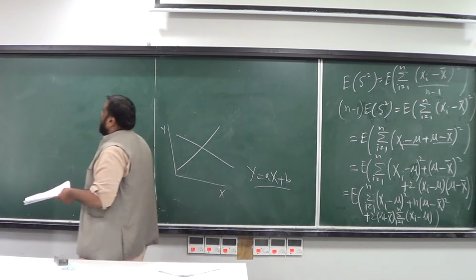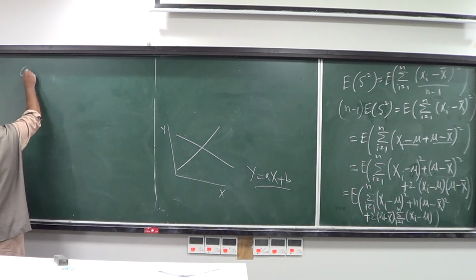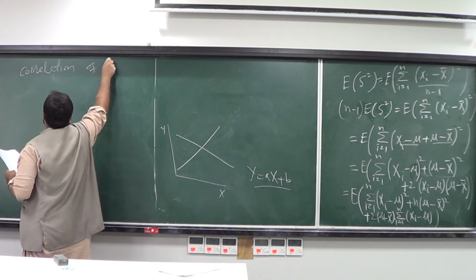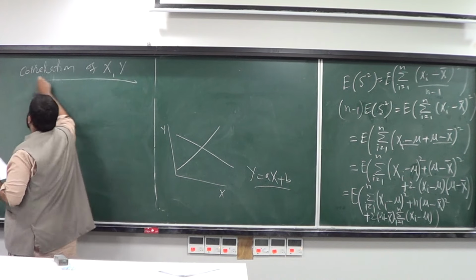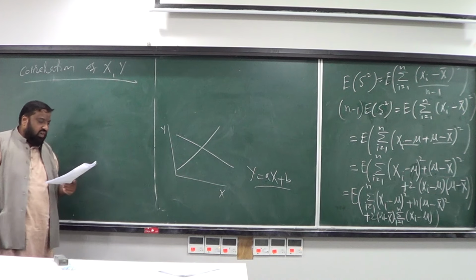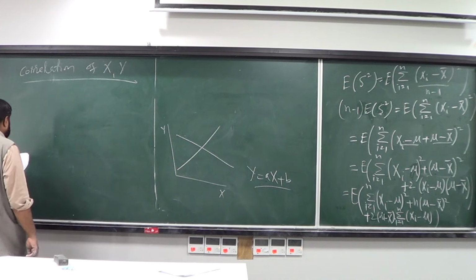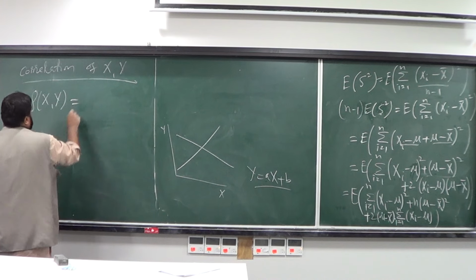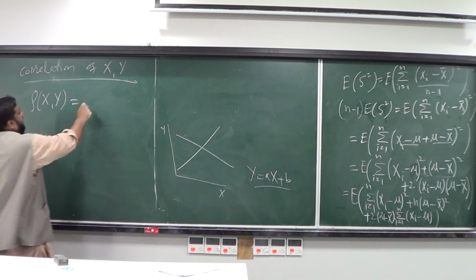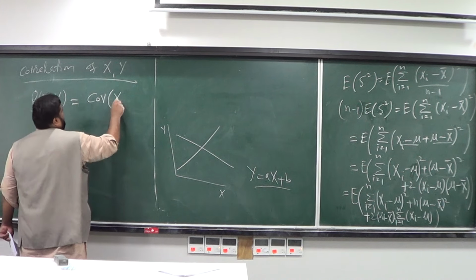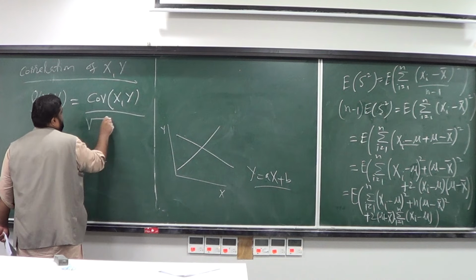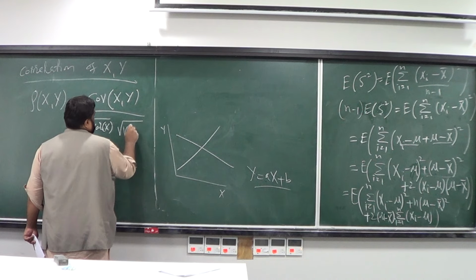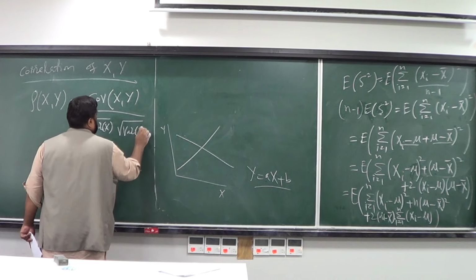The answer comes from a quantity which is called the correlation. Correlation of the random variables x and y. How do you define the correlation? The correlation is denoted by rho xy, and you define it as the covariance normalized by the standard deviation of x and the standard deviation of y.